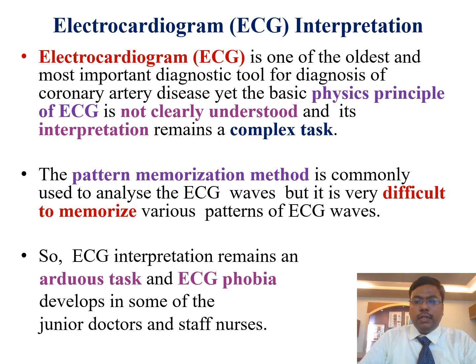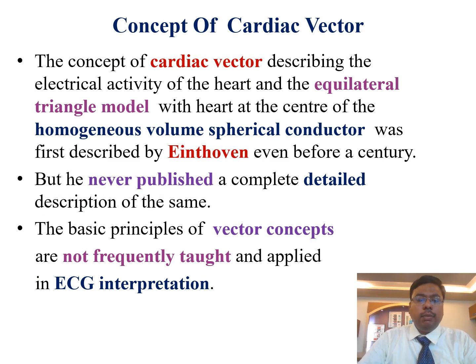The concept of cardiac duct describing the electrical activity of the heart, and the equivalent triangle model with the heart at the center of the homogeneous volume spherical conductor, was first described by Einthoven even before a century, but he never published a complete detailed description of the same. The basic principles of vector concepts are not frequently taught and applied in ECG interpretation.